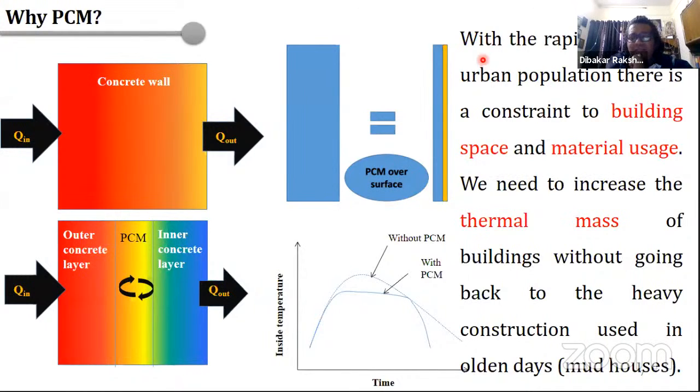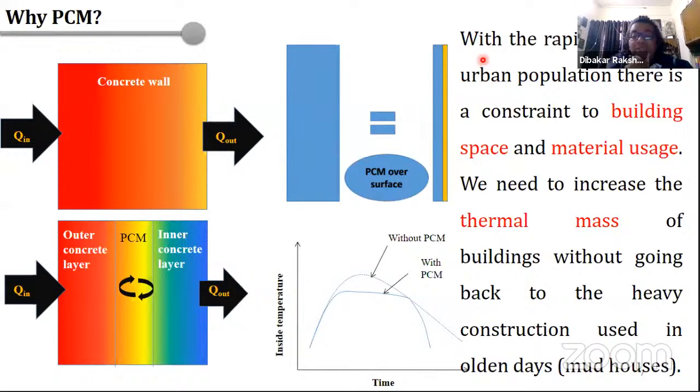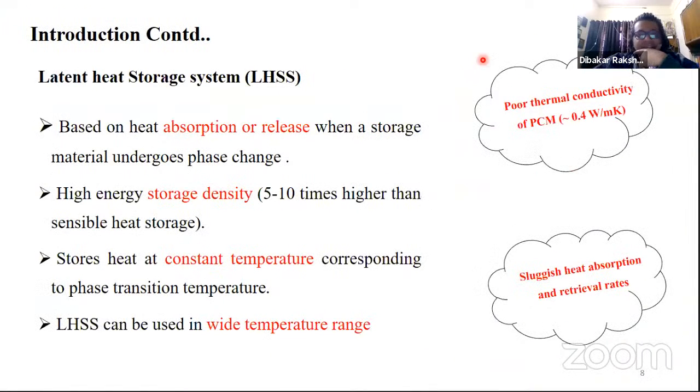So why this PCM? This PCM, in comparison to that of any sensible energy storage system, requires a small space, and the energy density is also quite high. So that makes it a very tangible solution of thermal energy storage system in comparison to that of any sensible type of energy storage system. And that is the reason for which we go for a PCM based thermal energy storage system or a latent heat thermal energy storage system. Is it clear?